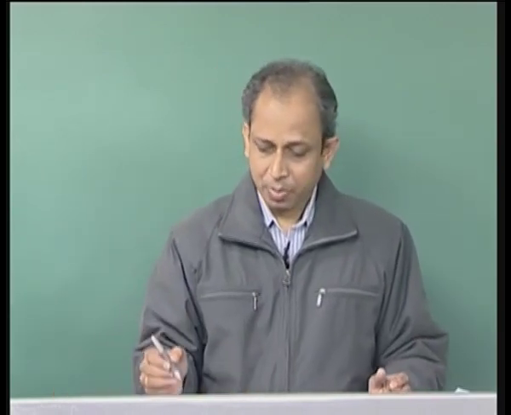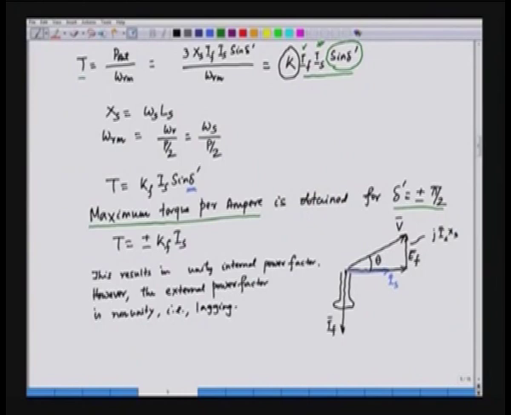So, if we make delta prime equal to pi by 2 for motoring, let us say, in that case the angle between IF and IS, that is delta prime, is equal to pi by 2.